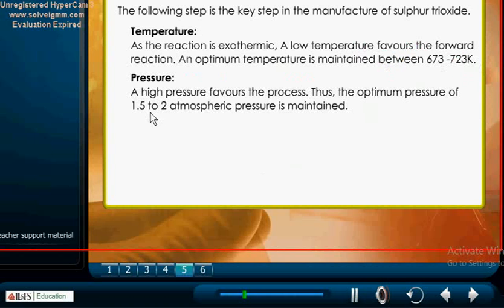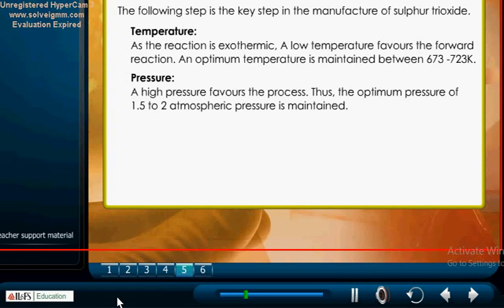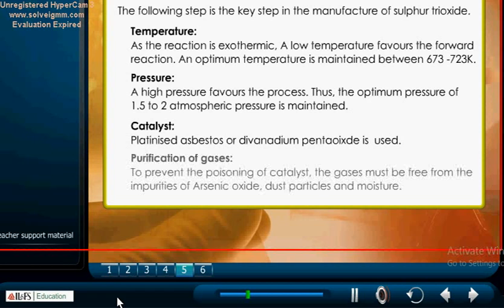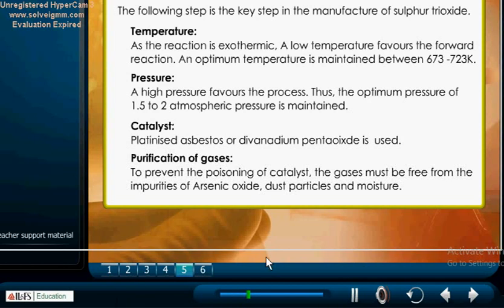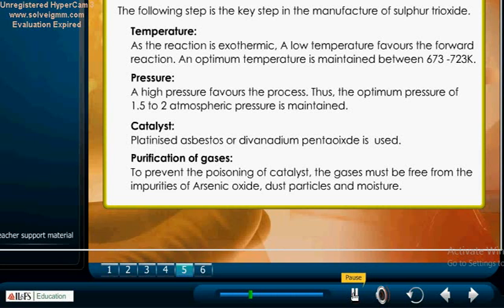Pressure. A high pressure favors the process. Thus, an optimum pressure of 1.5 to 2 atmospheric pressure is maintained. Catalyst. Platinized asbestos or divanadium pentaoxide is used. Purification of gases. To prevent the poisoning of the catalyst, the gases must be free from the impurities of arsenic oxide, dust particles and moisture.